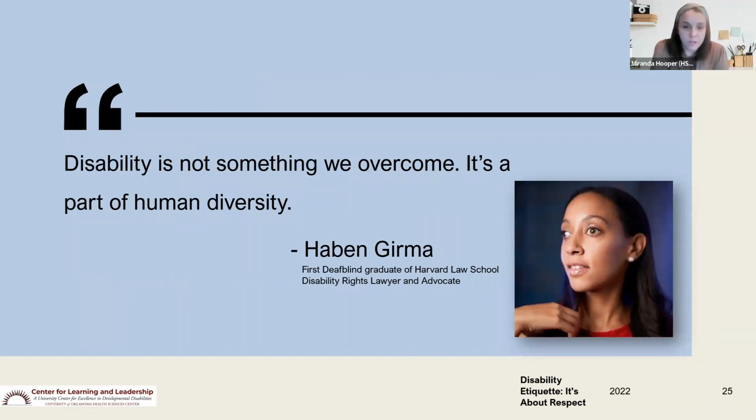This is just a wonderful quote from Haben Girma. She was the first deafblind graduate of Harvard Law School, and she is a disability rights lawyer and advocate. The quote says, "Disability is not something we overcome. It's a part of human diversity." And I love it because it's just simply stating we're all human.